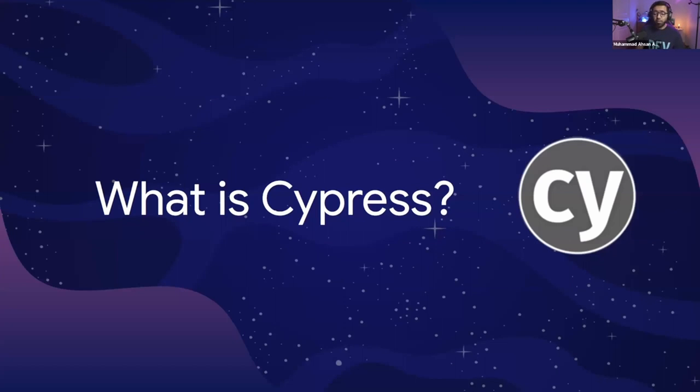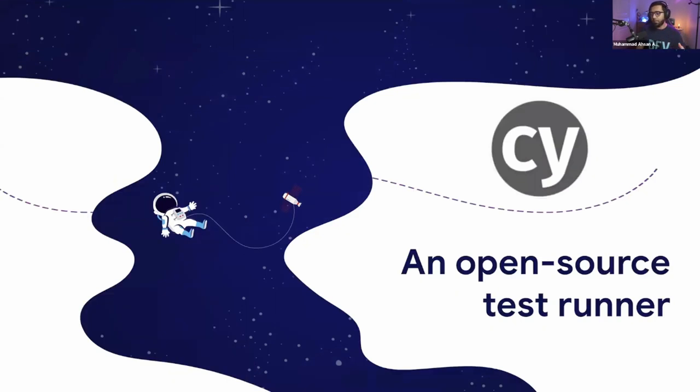Great. So let's talk about what is Cypress. You might know some stuff about that already, but I'm going to try to at least share something new today. So Cypress is an open source test runner that you can use for testing your web applications, whether you're testing your application locally or remotely. For example, if they're deployed, even that doesn't matter. You can directly run tests against a deployed application as well.